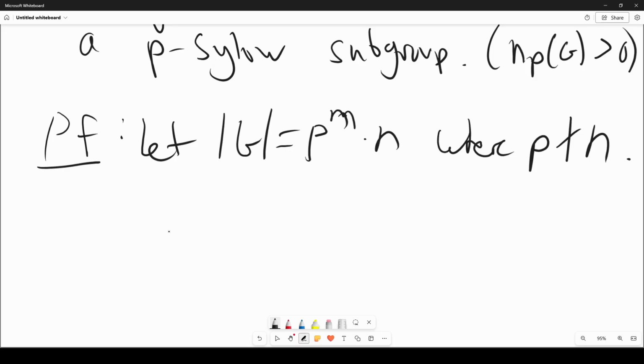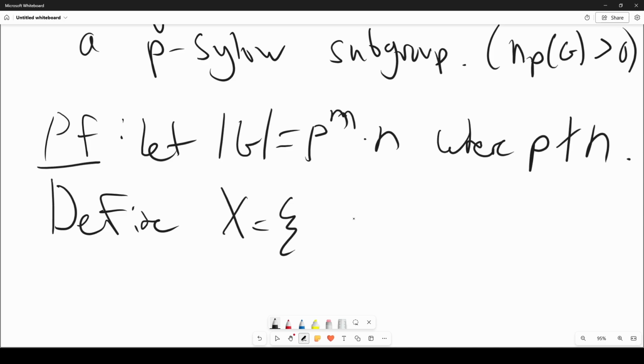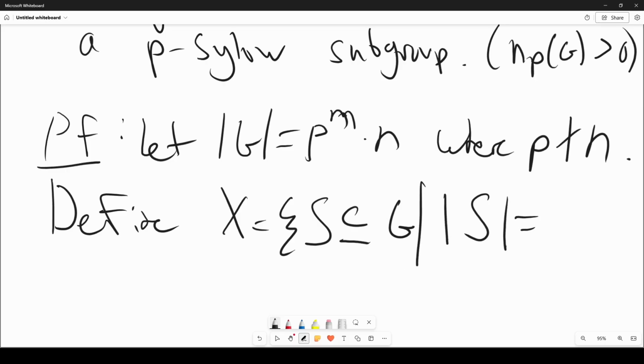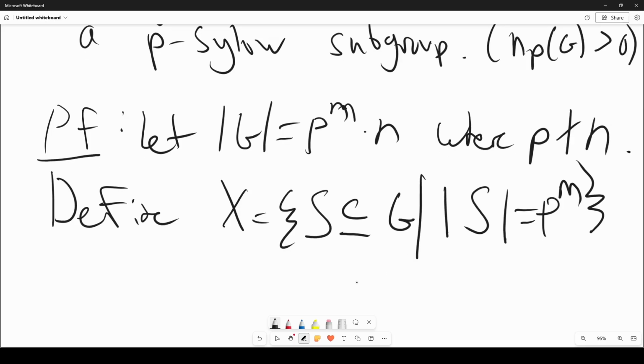And now I'm going to define a set. So let's define the set X to be equal to all the subsets of elements of G. So these are not subgroups, these are just subsets, such that the size of the subset is p to the m. So you can imagine these are all those subsets of size p to the m, choosing p to the m different elements. It's not a subgroup, so keep that in mind.